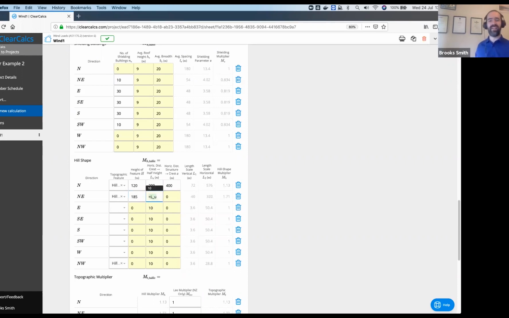I'm going to say that's actually the peak of it, 185 meters. I'm going to say the horizontal distance from the crest to half the height is still about the same, steepness, but we're pretty far away from the peak of it. I'm going to say that we're about 1 kilometer away from the peak of it. And you'll notice that actually comes up with an M sub H value that's less than 1. We end up taking a minimum value of 1.0.